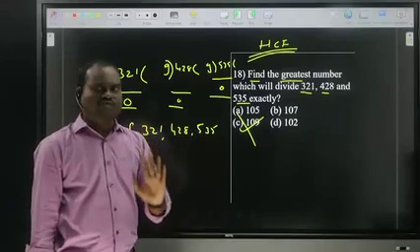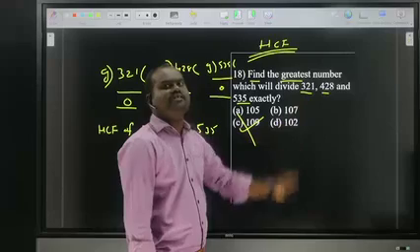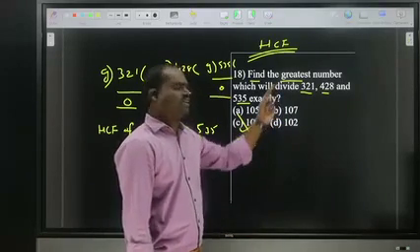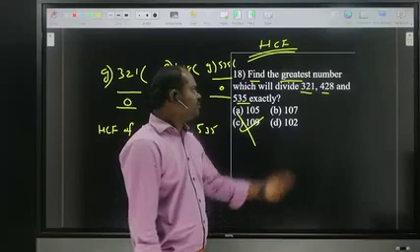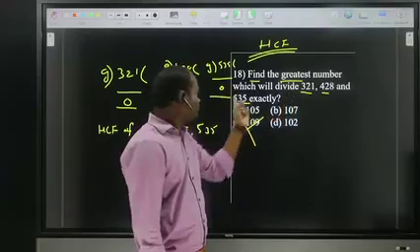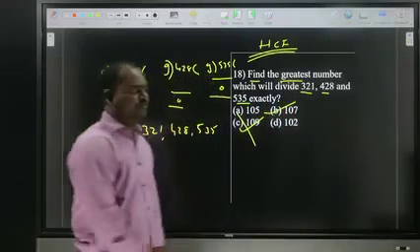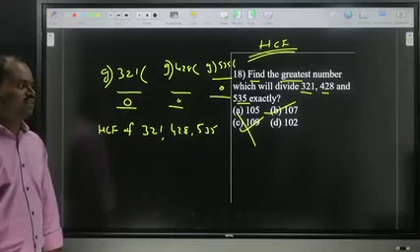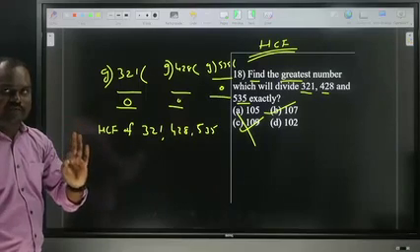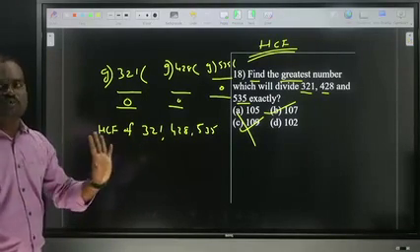Okay na? If C is not suitable, go for the next greatest. What is the next greatest number? 107. In 107, is it divisible exactly? 107 nearly how many times? 3 times. 107 times 3 is 321. Clear? Next 107 times 4 is 428 clearly. Next 107 times 5. So clearly, what is the answer? 107. Option B. Now here, whenever greatest number that will exactly divide, just find the HCF, or go through option verification.